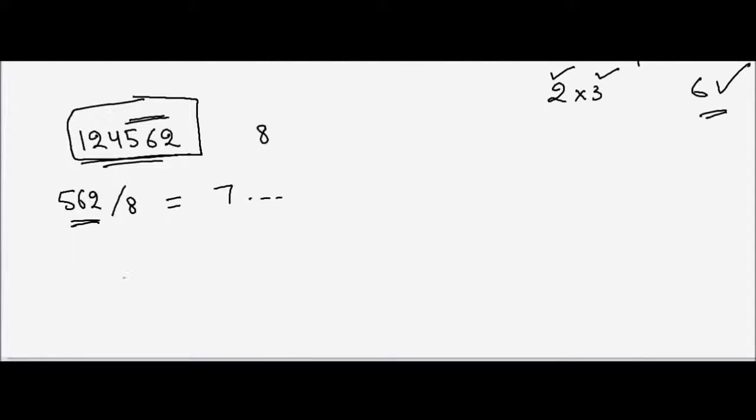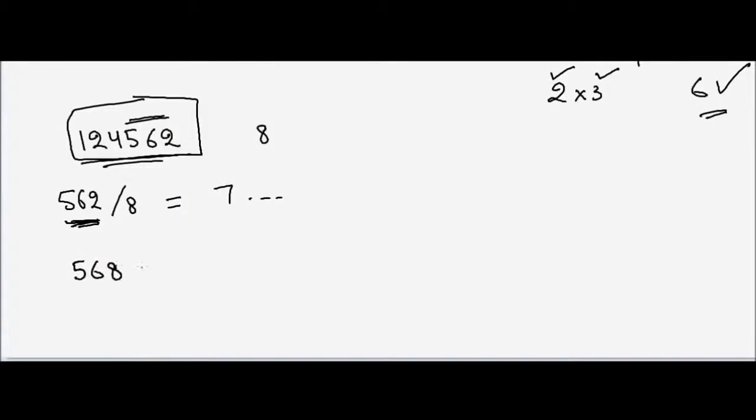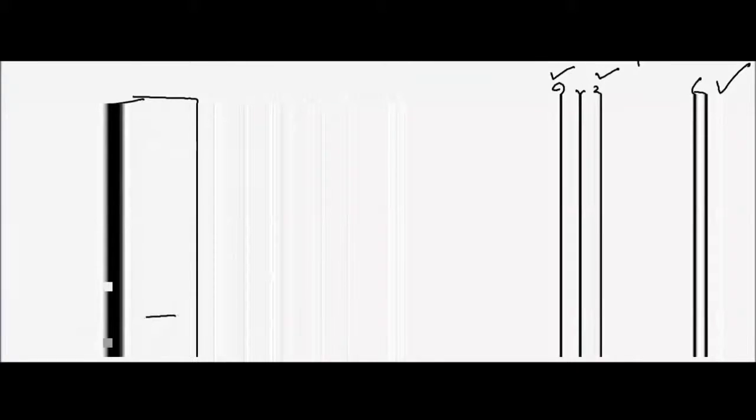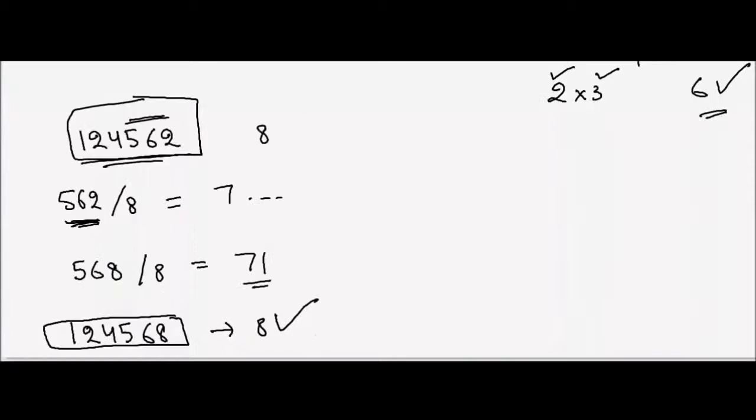How can I make it divisible by 8? By making these three digits divisible by 8. So if I have 568, that can be divided by 8, so we'll get 71. Therefore if I change this number to 124568, then this number would be divisible by 8. So then in that case it will work.